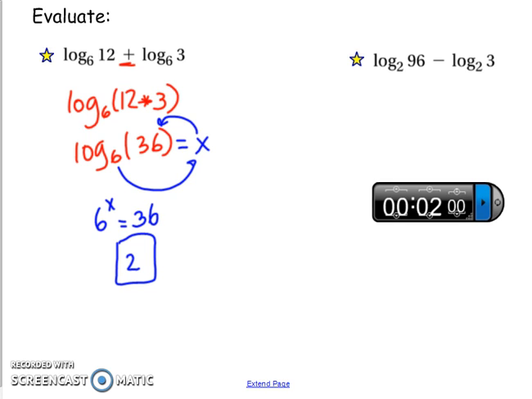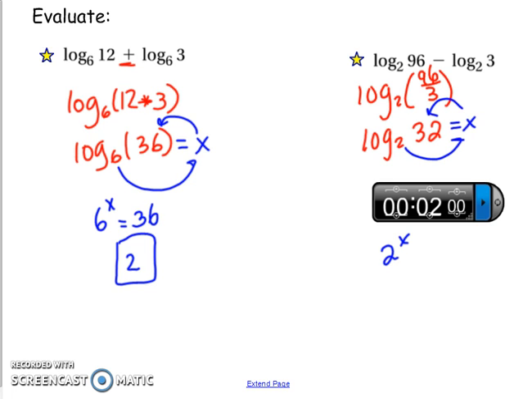Same thing goes for subtraction. So in subtraction, that goes hand in hand with division. So we have log base 2 of 96 minus log base 2 of 3. So we're going to rewrite this as log base 2 of 96 over 3. And then we can divide 96 and 3 and get log base 2 of 32. And then we can set it up as equals x. So 2 to the x equals 32. So this is just going to be 5. So log base 2 of 96 minus log base 2 of 3 is 5.